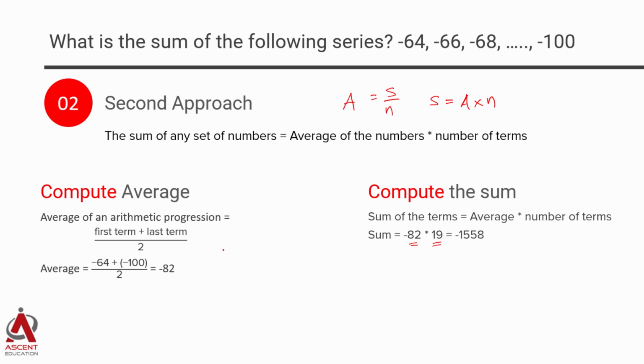There are a couple of things I would like to point out at this point. For an AP, it works only for an AP, the average is equal to the middle term. The average of the sequence is always the middle term. How do I compute the average? The value of the middle term or the average is the first term plus last term divided by 2. Remember, these two things will come in handy in terms of solving these questions quickly. Choice B is the correct answer.